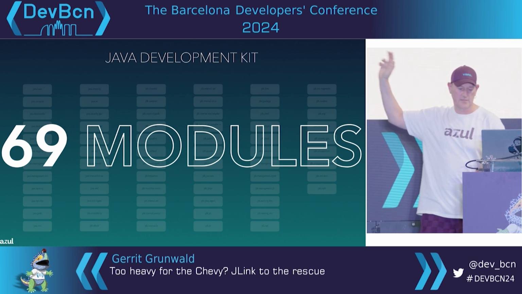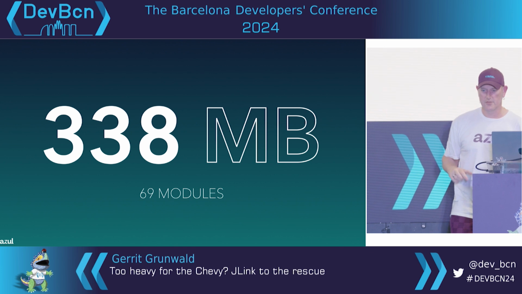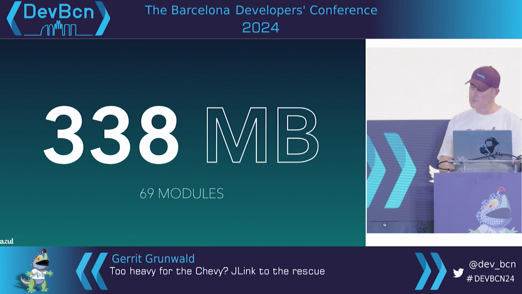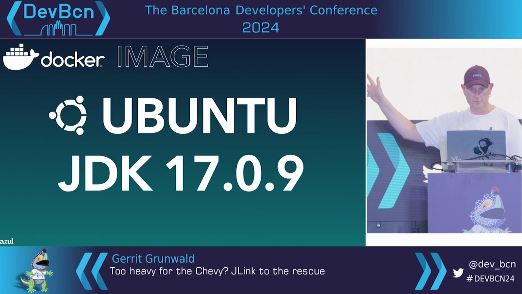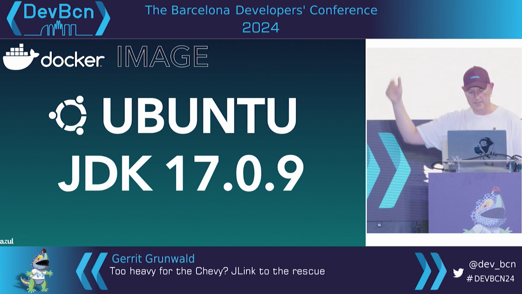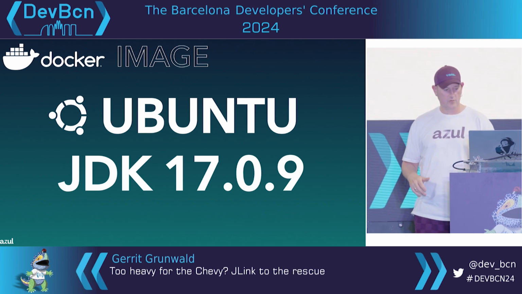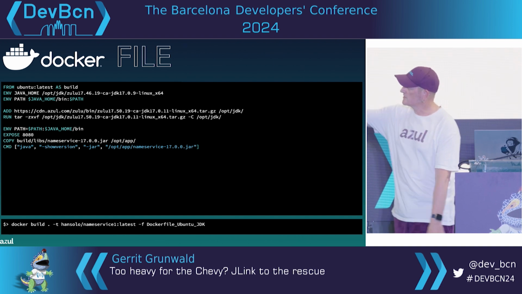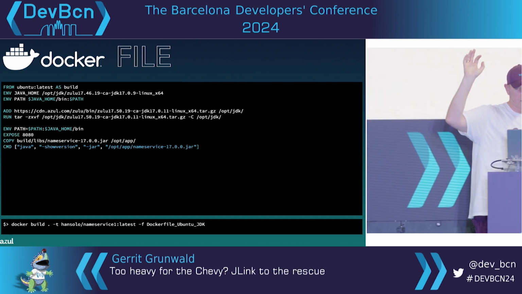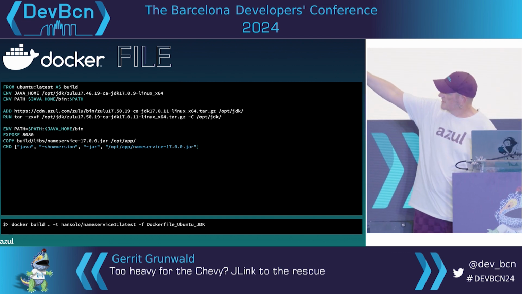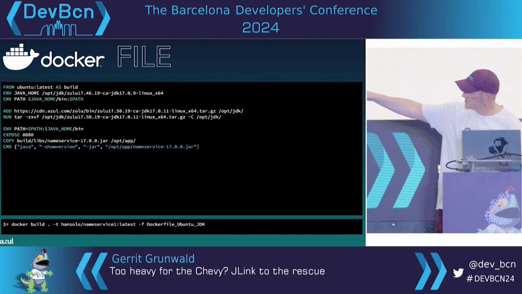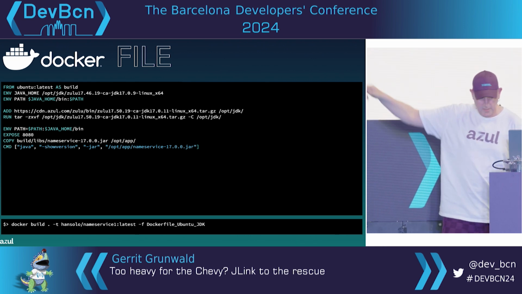So we have 69 modules, and it's 338 megabytes for the JDK. And now if we put that in a Docker image and we use, for example, Ubuntu for that, who's doing that? Someone using Ubuntu for Docker images here? Yeah, why not, right? So let's take a look at the Dockerfile. This is how it looks. We take from Ubuntu latest, and we build it, and then we use Azul JDK, JDK 17.0.11, and then we add our application file, the name service jar.